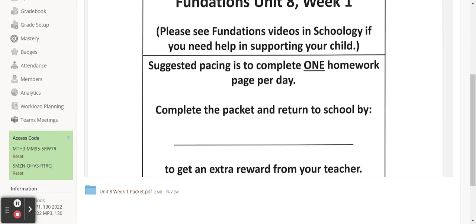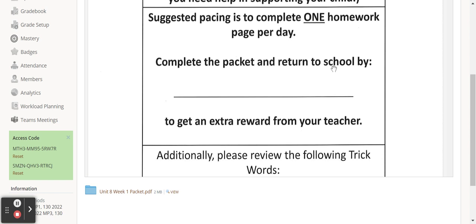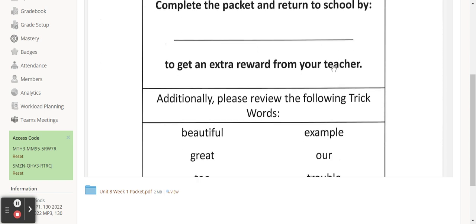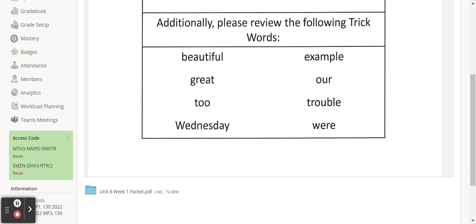Here is the packet that you received, and here are the trick words that you need to be practicing this week: beautiful, great, to, Wednesday, example, our, treble, and were.